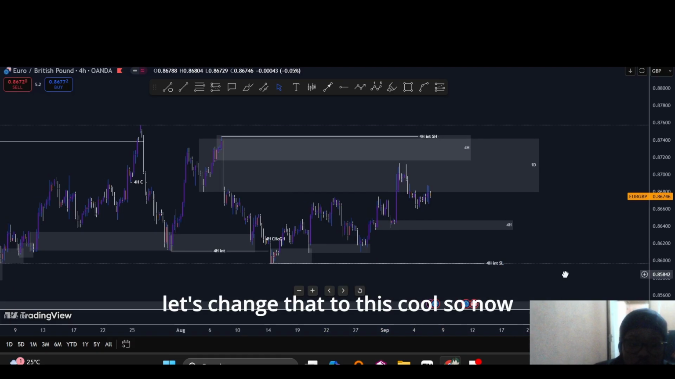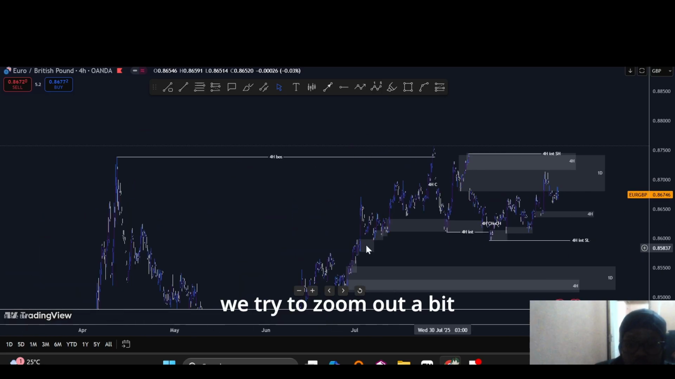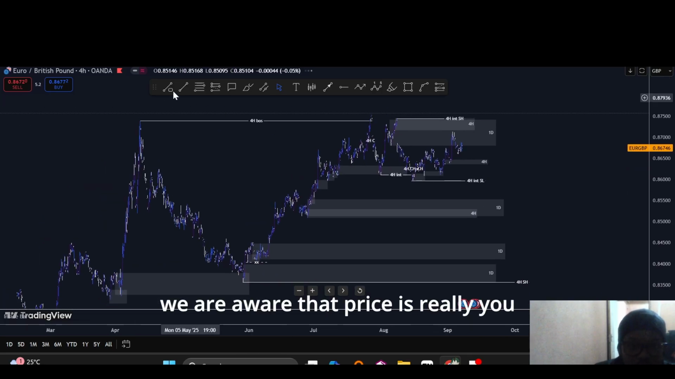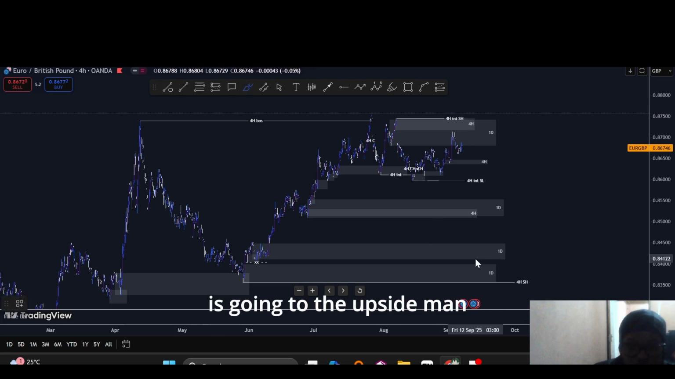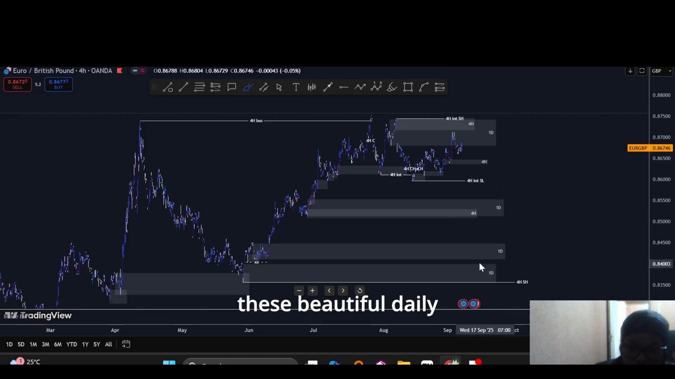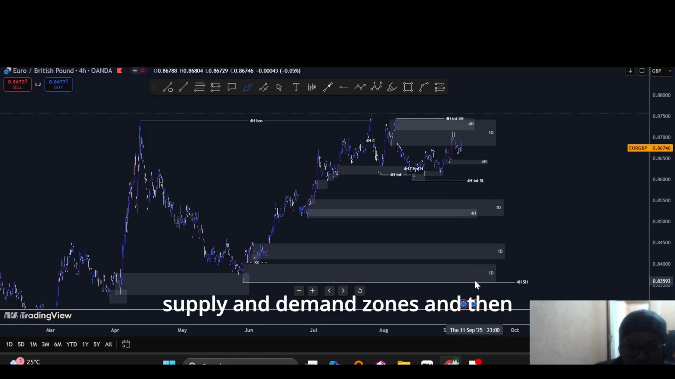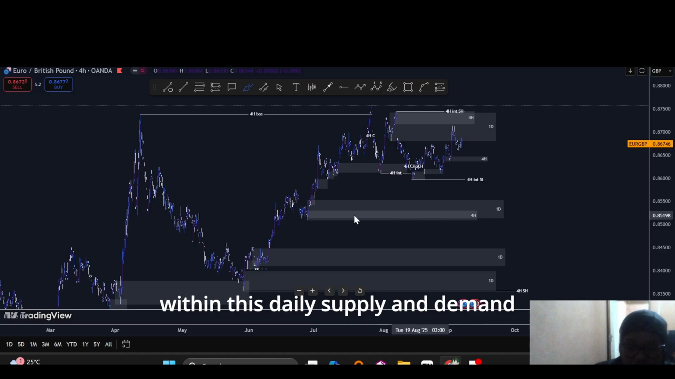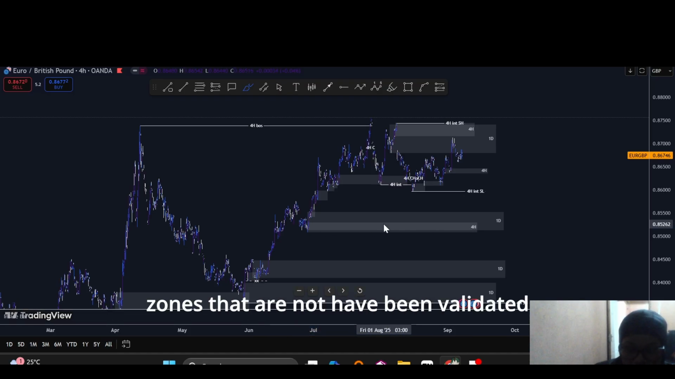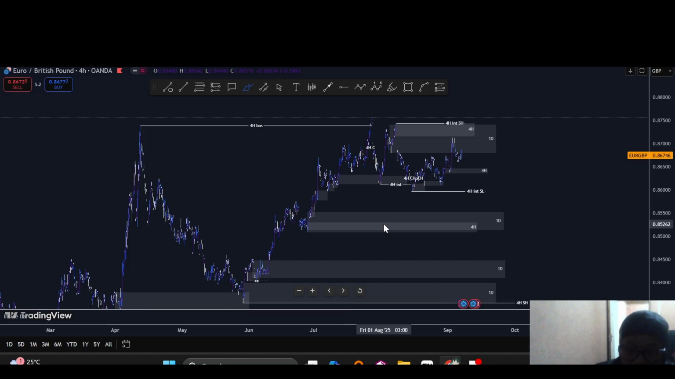Cool. So now, if we try to zoom out a bit, we are aware that the overall structure is going to the upside, and we're hoping for price to come to these beautiful daily supply and demand zones. Within these daily supply and demand zones there are some 4-hour supply and demand zones, or zones that have not been validated by price before. So now we're planning to capitalize on those.